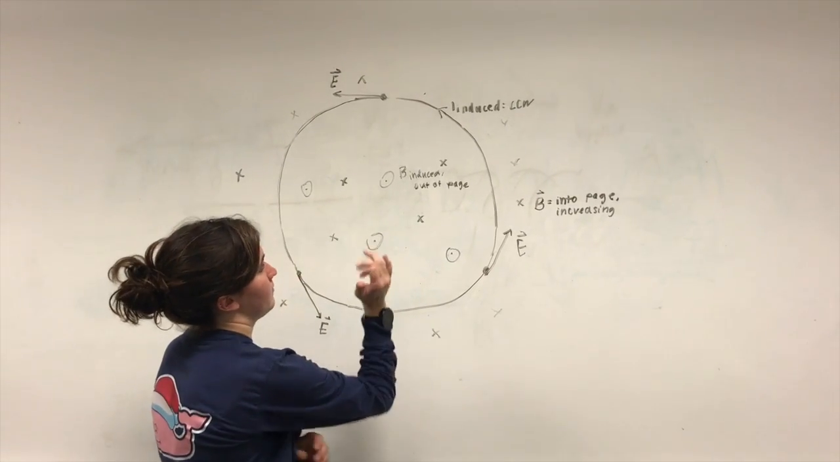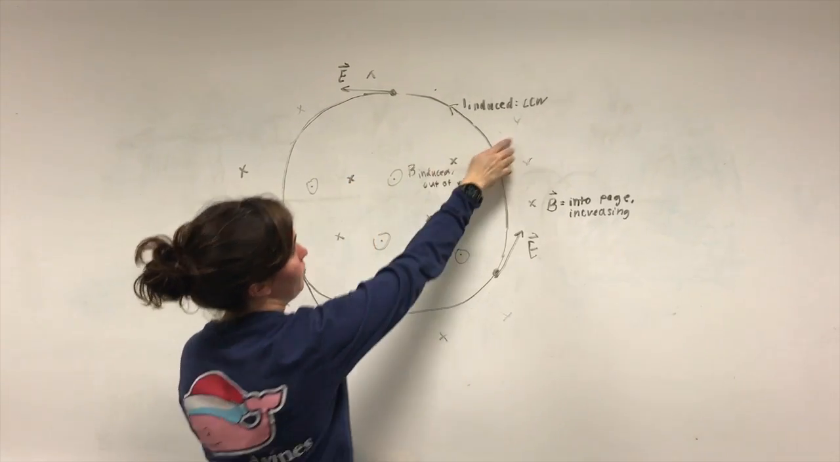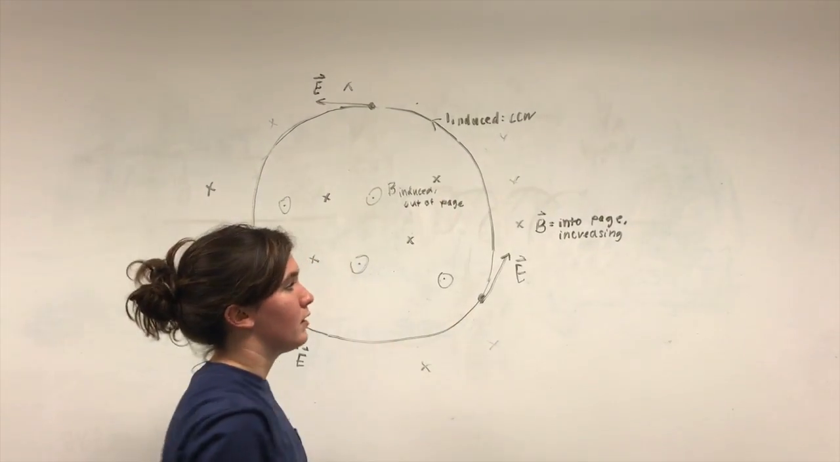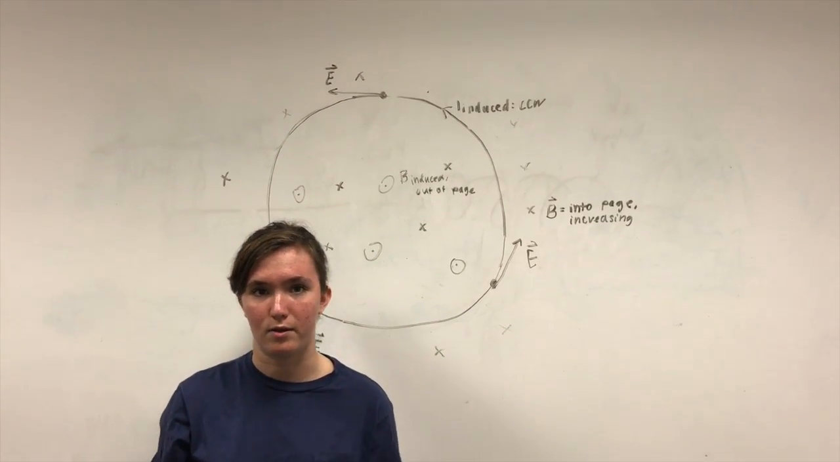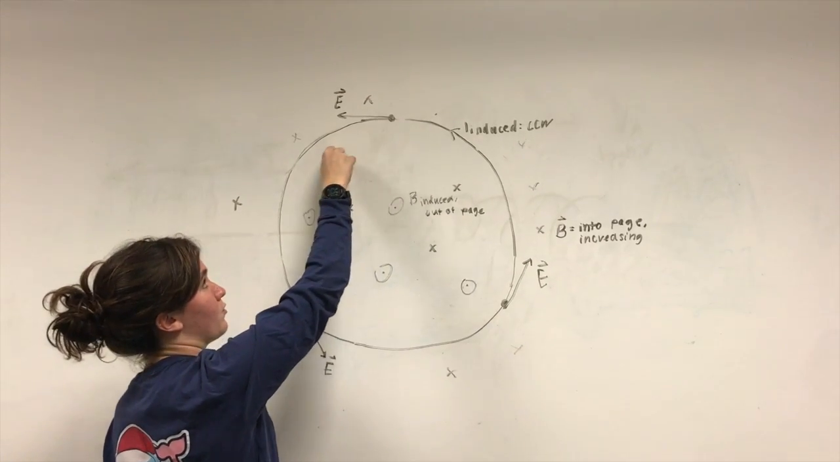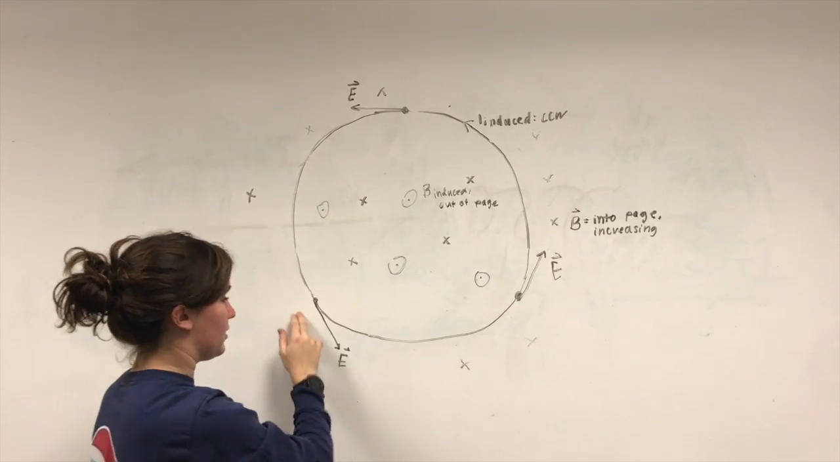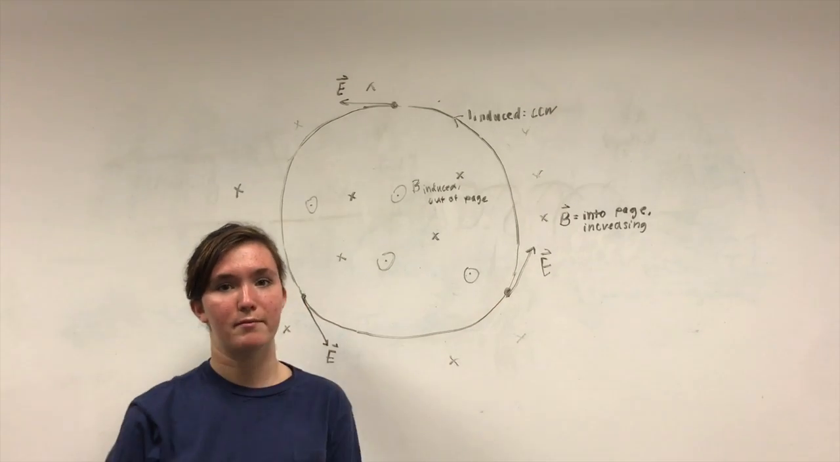And so you put your thumb out of the page, your fingers curl in the direction of induced current, which is counterclockwise. And so the electric field induced at points on the loop is going to be tangent to this current. And so at the top point, it is going straight to the left. Here it is going down and to the right, and here it's going up and to the right.